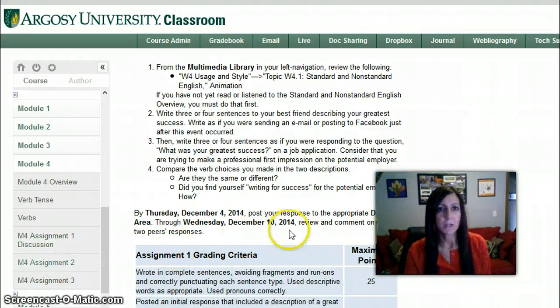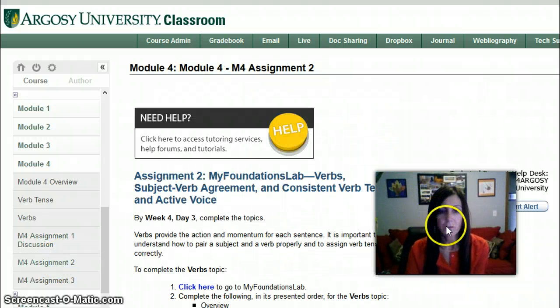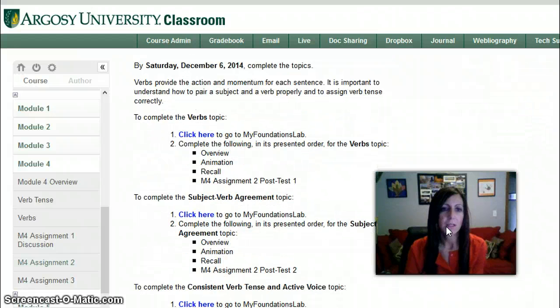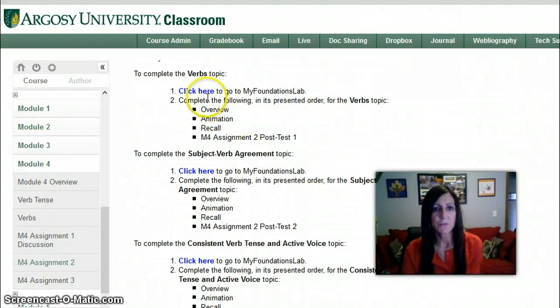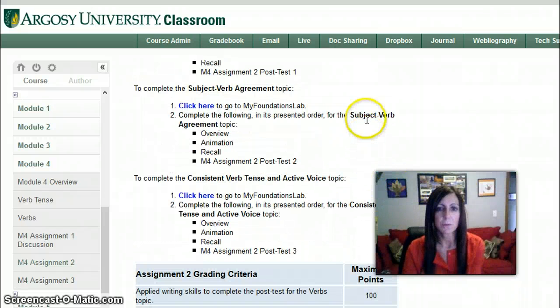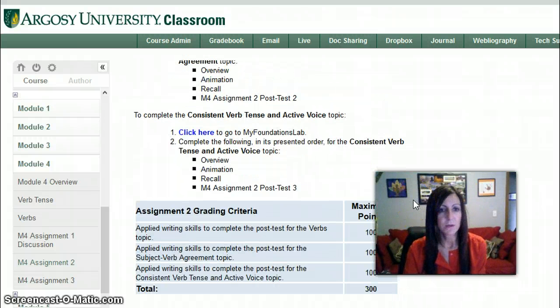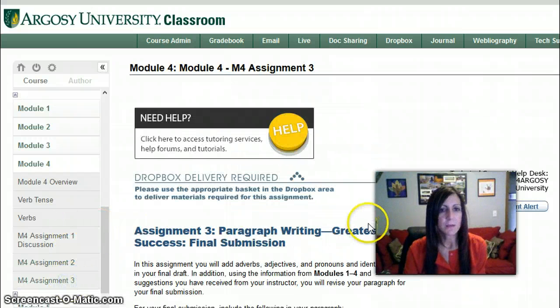Moving on to my foundation lab work. For my foundation lab work, you'll have some exercises. The first one is going to be on verbs. The second one is going to be on subject-verb agreement. The third one is going to be on consistent verb tense and active voice. Okay. And then moving on to M4A3.